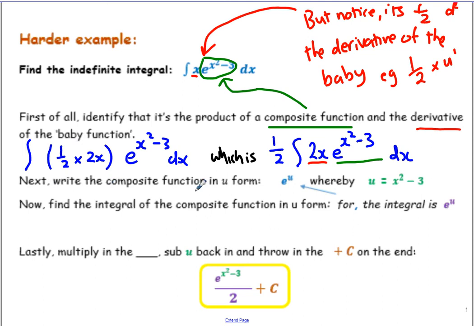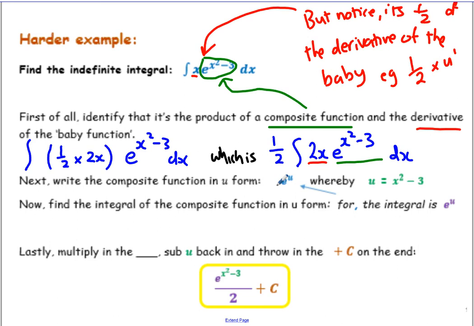So next, write the composite function in u form. The composite function is e to the u, whereby u, the baby, is x squared minus 3. And remember, you ignore this bit here. Now find the integral of the composite function in u form.